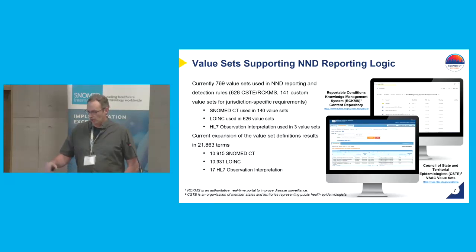So of those value sets, SNOMED is used in 140, LOINC is used in 626, and HL7 observation interpretation is used in 3 of those value sets. The expansion of those value sets resulted in, well, currently, I don't know if that number's always changing, obviously, 21,863 concepts. Of those, 10,915 are SNOMED, 10,931 LOINC, and 17 were HL7 observation interpretation.